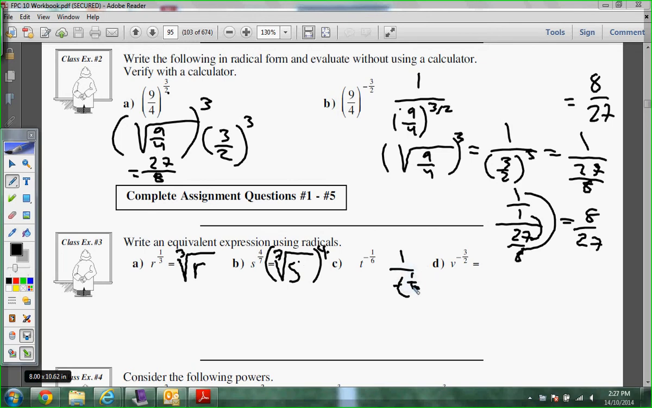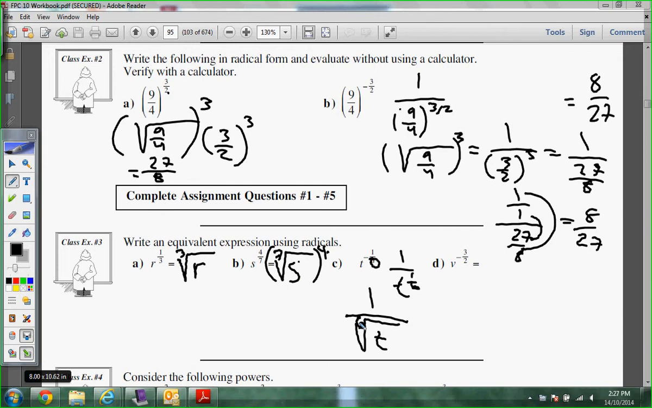Good. So you push it down. And what does t to the 1/6 turn into if we're putting in radical form? 6 is on the bottom. What's 6 on the bottom mean? That's the index of the radical. Oh, yeah. So 6. That's all I wanted. You're done.